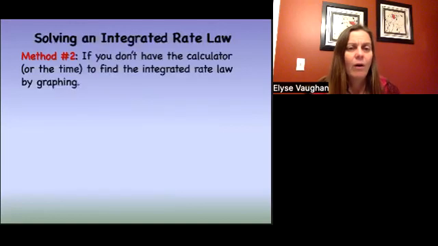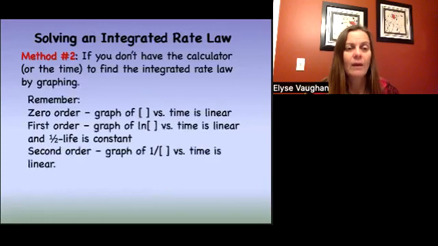Okay. But if I don't have the calculator, or I don't have the time, or I don't know how to use my calculator, how can I find the integrated rate law? Remember, for zero order, the graph of concentration versus time is linear. That means that the change in concentration per unit time is always the same. It doesn't matter what the concentration is. First order, the graph of natural log versus time is linear, and half-life is constant.